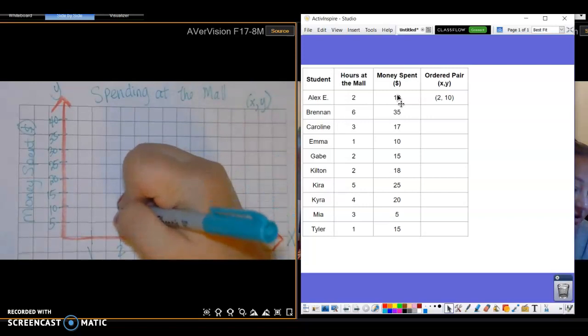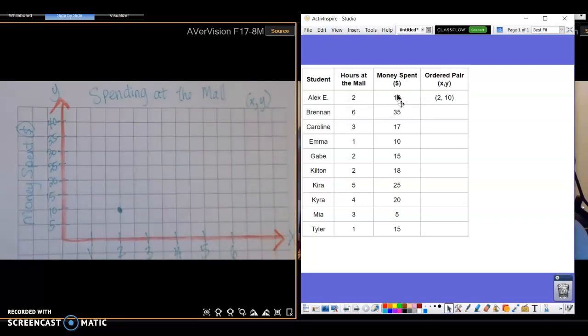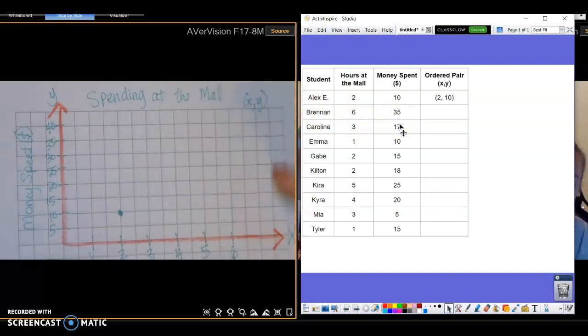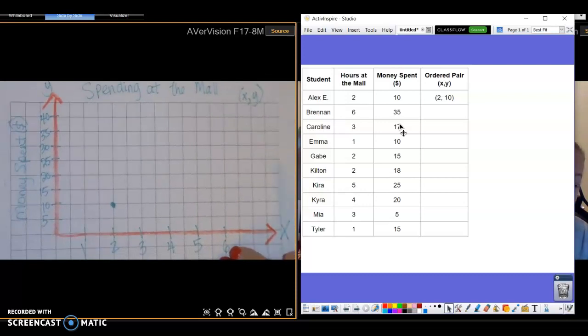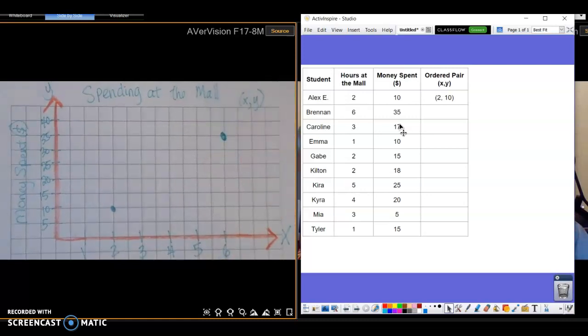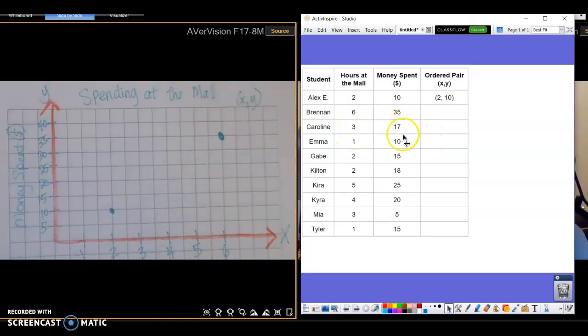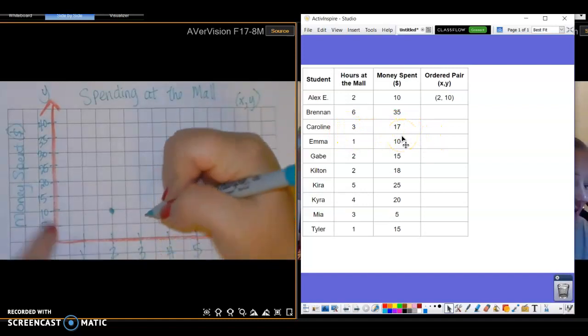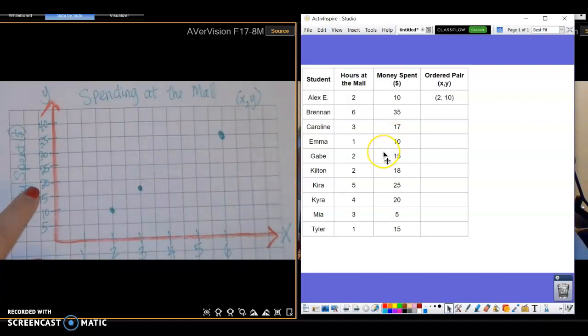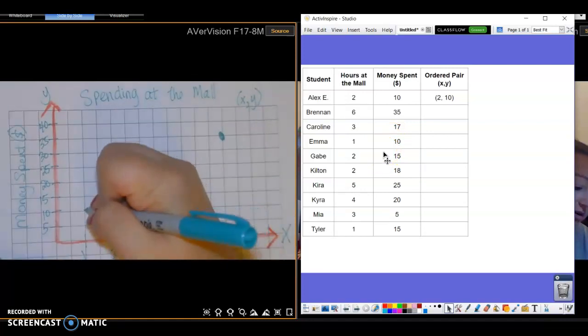So 2 hours would be $10 spent. I'm not going to label Alex's name; I'm just going to put a dot on there for now. Brennan spent 6 hours at the mall and $35. So 6 would be my X number and 35 would be my Y. I'm going to come over here, big dot. Caroline, 3 hours and $17. I don't have a 17 over here, so I'm going to have to estimate where that's going to go. Right there. Emma, 1 hour and $10.